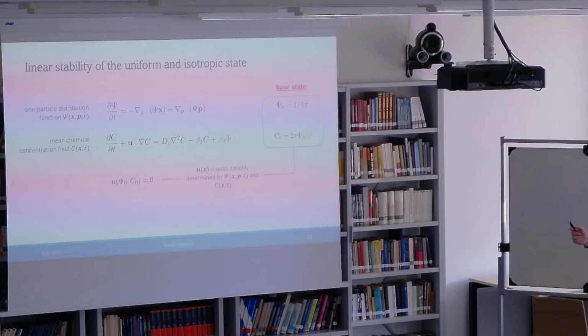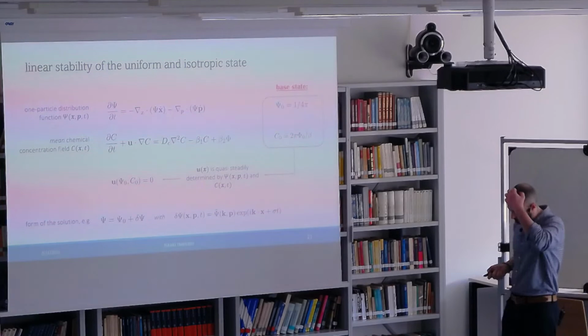And then we perturb the base state and we look at how this kind of solution, an exponential solution with the growth rate sigma and a wavelength, evolves. Okay. Now, before I show you the solution to that, we've got to fix a couple of parameters because we don't know what we're talking about really.